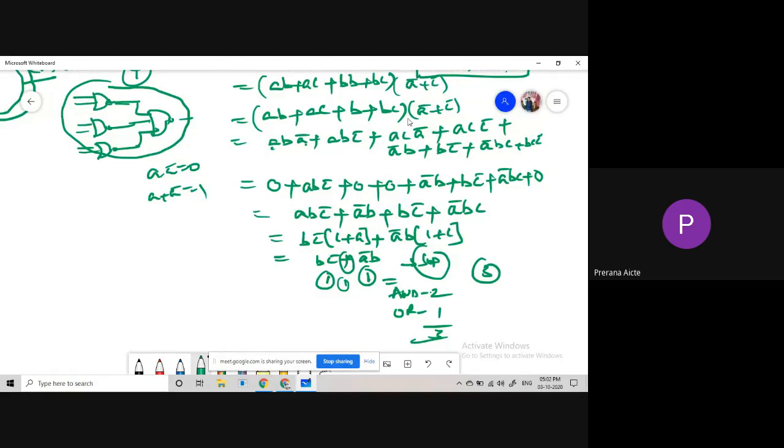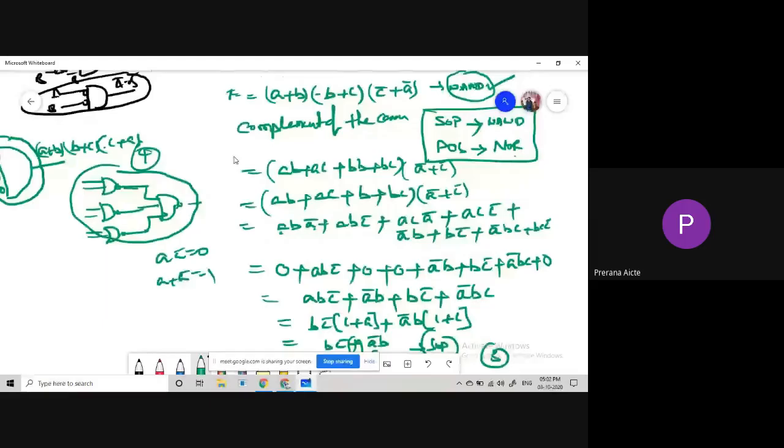Is it okay? Can you repeat this question? So if the expression is in the form of POS, then we are required to find how many NAND gates. For finding how many NAND gates, first we take the complement of the canonical form. So if we apply this technique, automatically we change the given expression into another form.